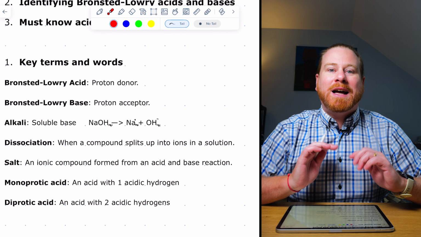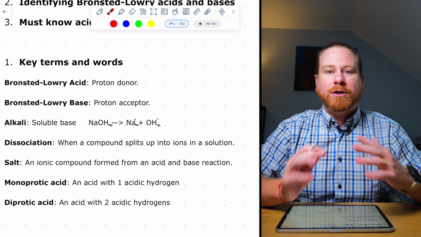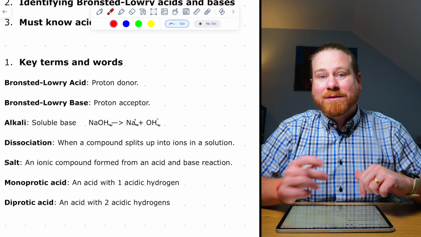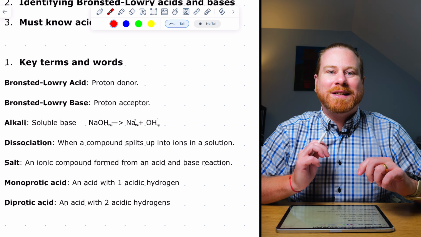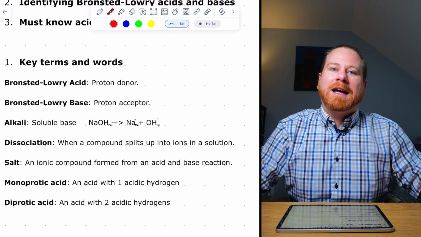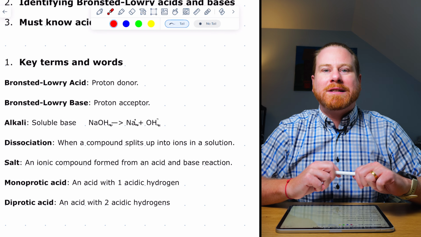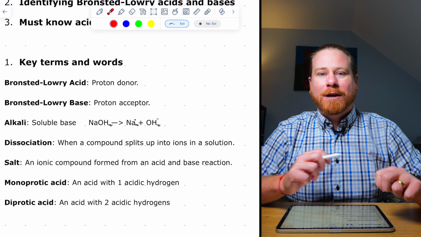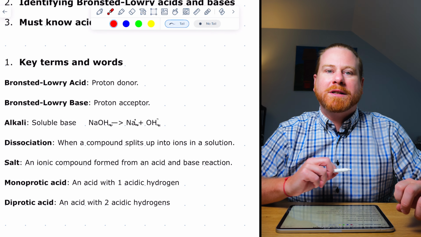So an acid has to have a proton that it is willing to lose, and a base has to have some space to be able to accept it. So you can think of acids as givers and bases as takers. We'll look at this in more detail in a bit, but for now, onto a few more definitions.